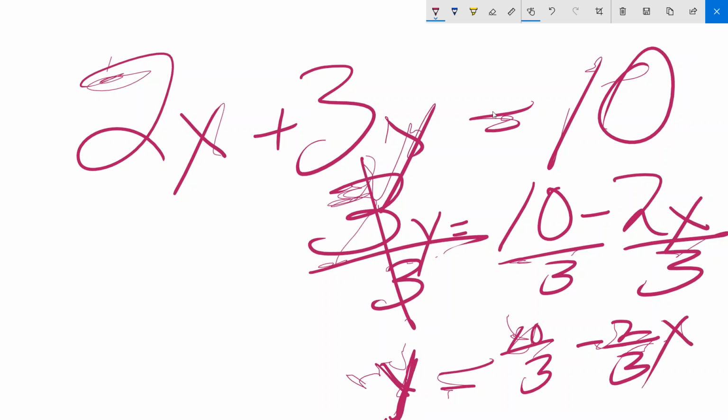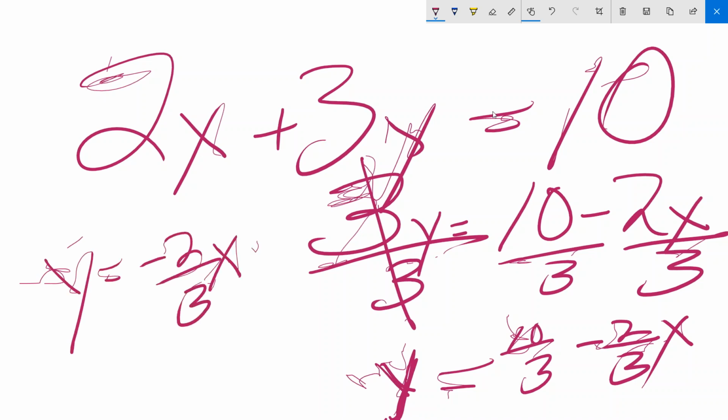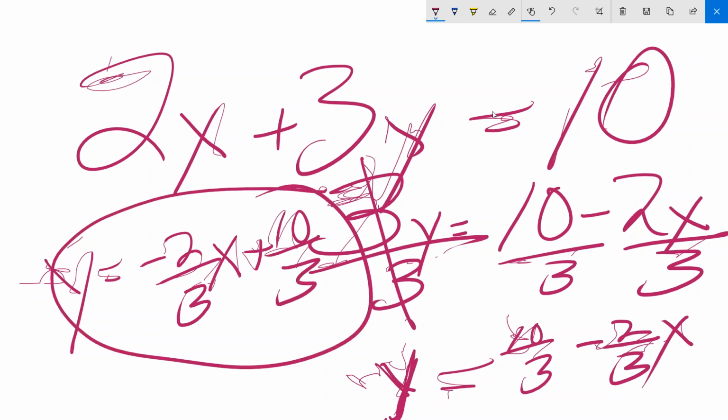Well, that's not quite in y equal mx plus b, but it's close, right? What if I just switch those two terms and make it look like this? Y equal minus 2 thirds x plus 10 thirds. Now, that's perfect y equal mx plus b format. What's the slope?